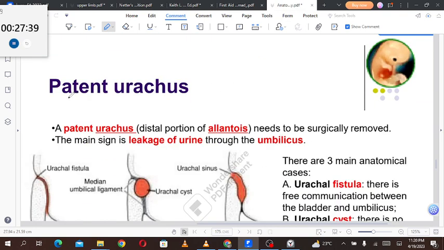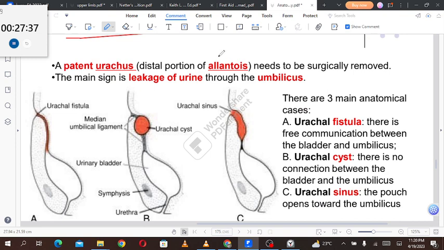Moving forward to the patent urachus. A patent urachus is the distal portion of the allantois. It is basically a connection between the urinary bladder and the umbilicus. A patent urachus needs to be surgically removed. The main sign is the leakage of urine through the umbilicus.